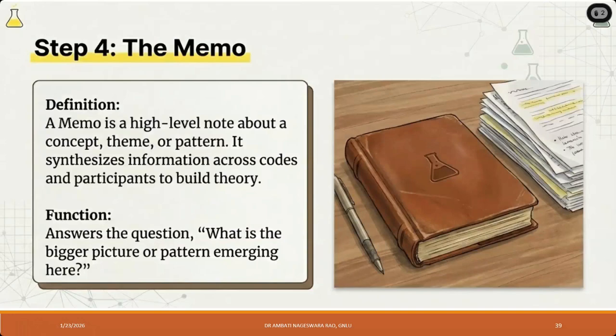So you have got certain five codes, ten codes, or you're coming up with new codes, and you want to connect them and build the theory. Maybe you want to see relationships or associations. Answer the question: what is the bigger picture or pattern emerging here? Looking at a couple of codes, themes and concepts, I'm trying to understand what kind of theory is going to come up, what kind of understanding, what picture of reality is going to come out.